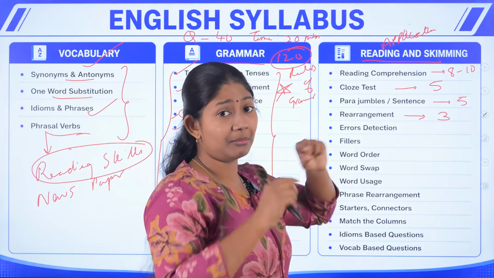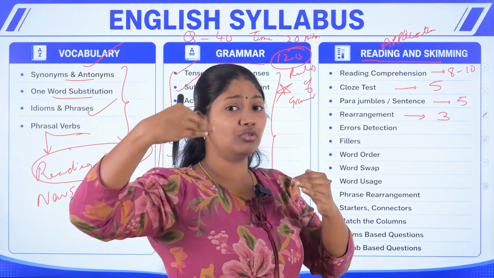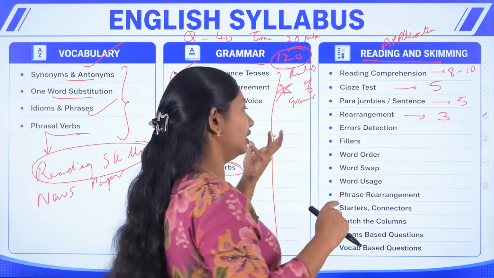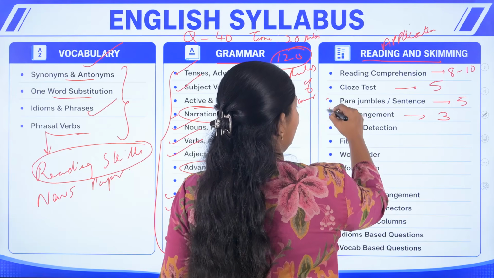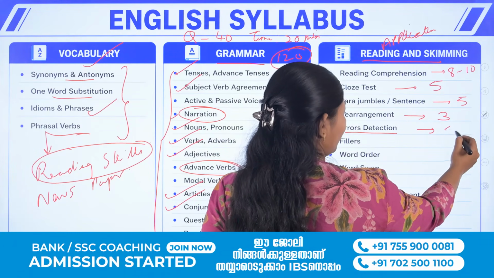Rearrangement or para jumble, sometimes 4 to 5 sentences will be given in a para, or sometimes a single sentence. In that way, this or this will be asked. Then you have error detection, sometimes 3 or 5 marks.